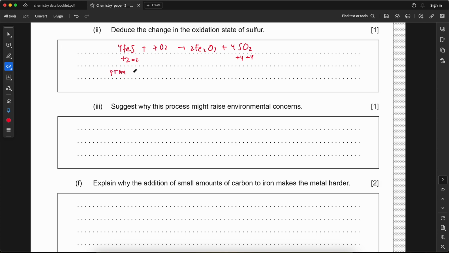from -2 to +4, or the change will be +4 minus -2, that would be +6. Either one of these answers is correct. But be careful, for this part, you cannot do 2 negative and 4 plus. That would be wrong.